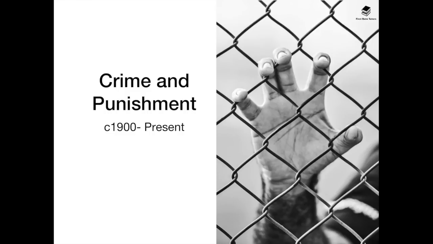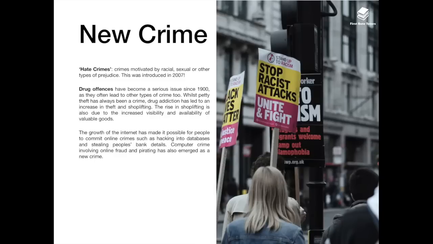Crime and punishment from 1900 to the present. New types of crimes. Hate crimes: crimes motivated by racial, sexual, or other types of prejudice. This was introduced in 2007.